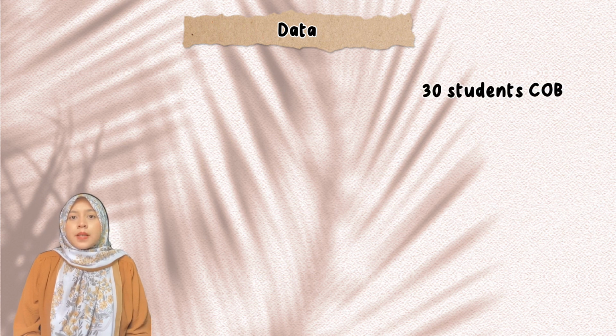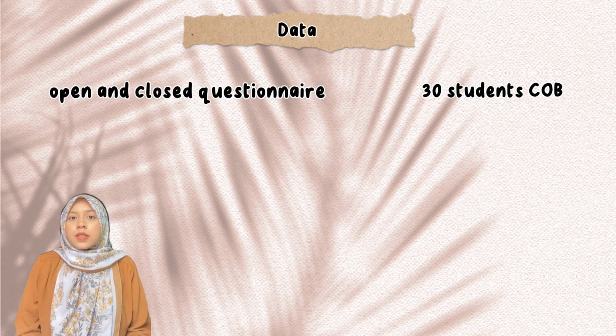30 of COB students were chosen randomly to answer the questionnaire. The questionnaire was given in the form of an open and closed questionnaire. Part A is concerned with the demographic information of the respondent, and Part B is concerned with analyzing the spending habit of UUM students.